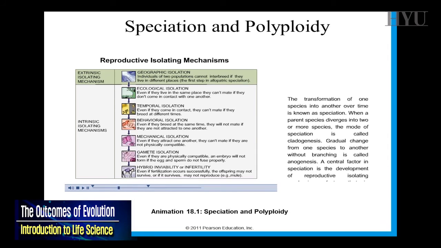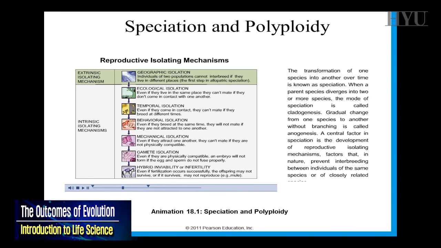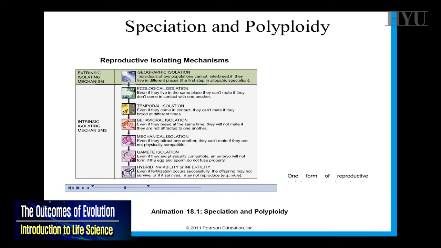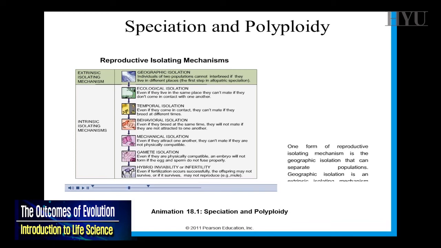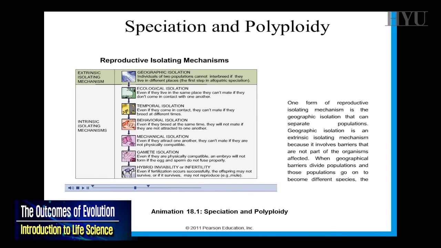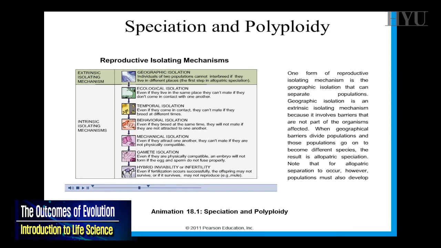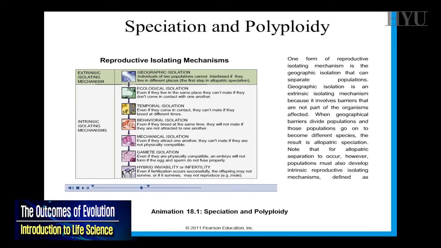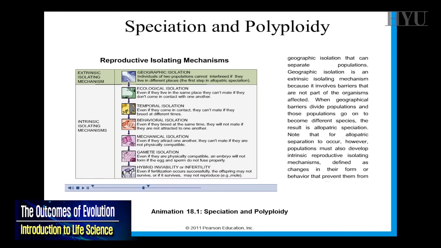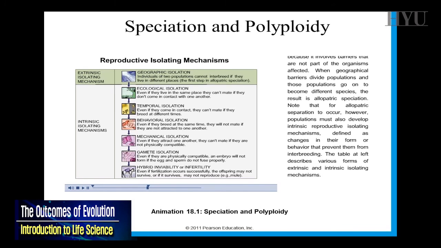A central factor in speciation is the development of reproductive isolating mechanisms, factors that in nature prevent interbreeding between individuals of the same species or of closely related species. One form of reproductive isolating mechanism is the geographic isolation that can separate populations. Geographic isolation is an extrinsic isolating mechanism because it involves barriers that are not part of the organisms affected. When geographical barriers divide populations and those populations go on to become different species, the result is allopatric speciation. Note that for allopatric speciation to occur, however, populations must also develop intrinsic reproductive isolating mechanisms, defined as changes in their form or behavior that prevent them from interbreeding. The table at the left describes various forms of extrinsic and intrinsic isolating mechanisms.